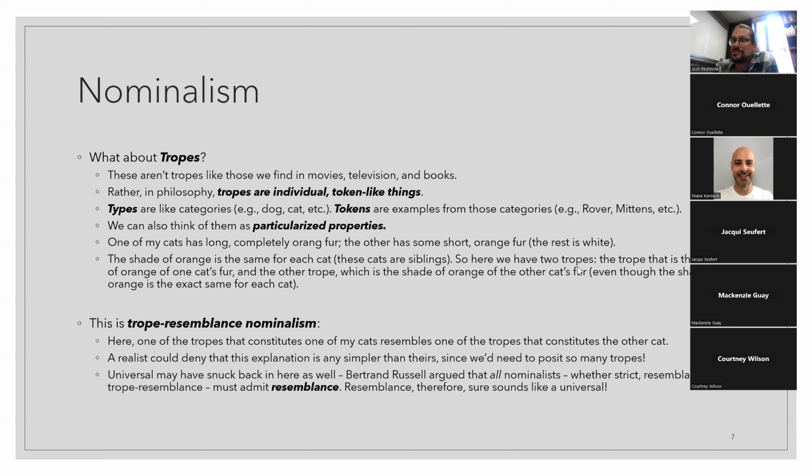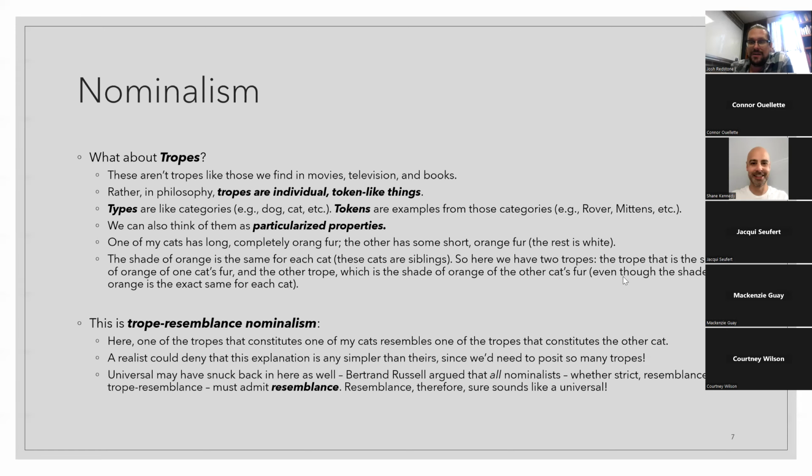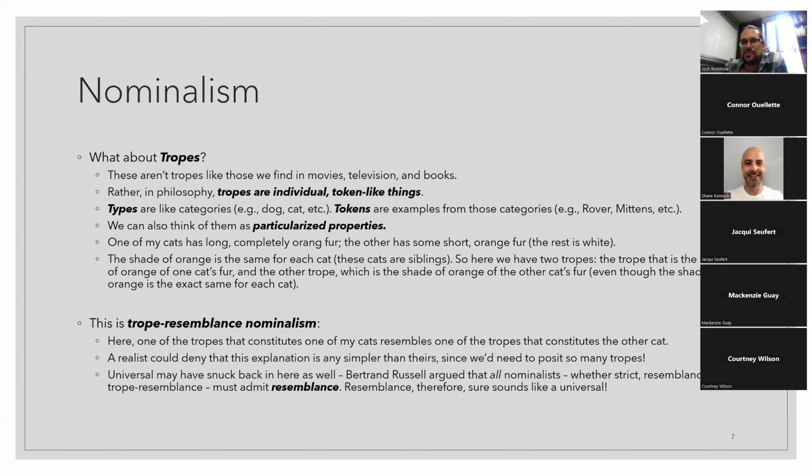So there's two tropes, two particularized properties here. One of the tropes is the shade of orange that is the one cat's fur, and the other trope is the shade of orange that is the other cat's fur. So tropes are like little individual particular properties.